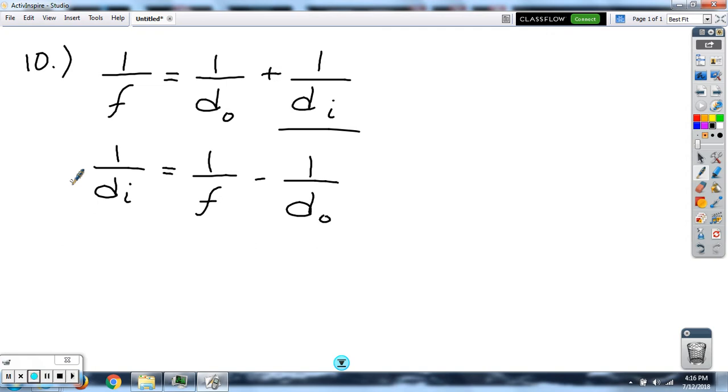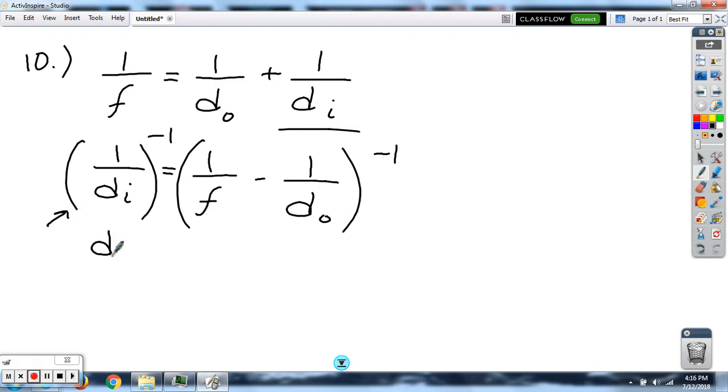So one way you can do it is you can take the reciprocal of both sides, and so we use the exponent -1 to do that. Now, when you raise this term to the -1, what you get is DI over 1, or just DI. And so that has to equal this term right here, 1 over F minus 1 over DO to the -1. That's okay. You can leave it like that.